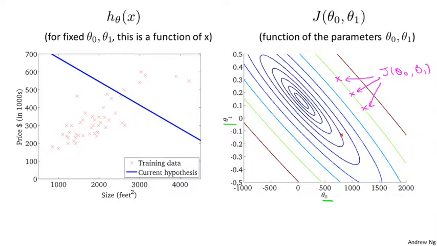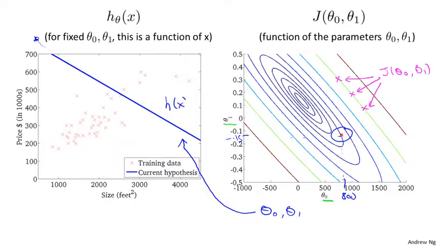Over here, I have a particular point. This is with theta 0 equals maybe about 800, and theta 1 equals maybe minus 0.15. And so this point in red corresponds to one particular pair of values of theta 0, theta 1. And they correspond, in fact, to that hypothesis. With theta 0 about 800, it intersects the vertical axis around 800, and this is a slope of about minus 0.15.